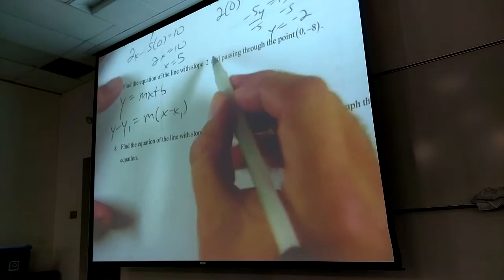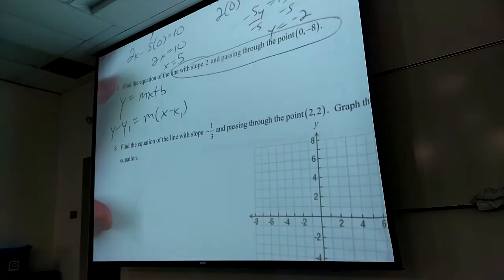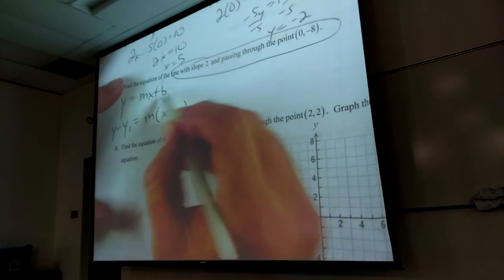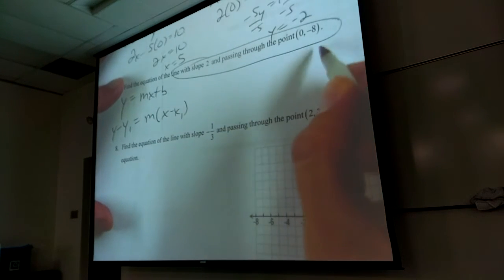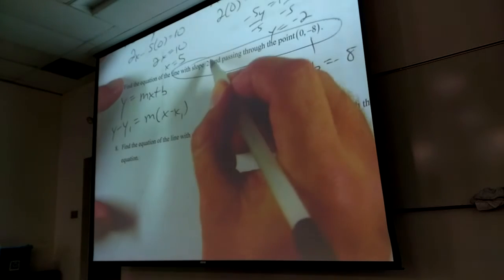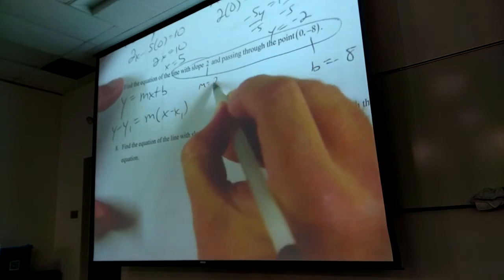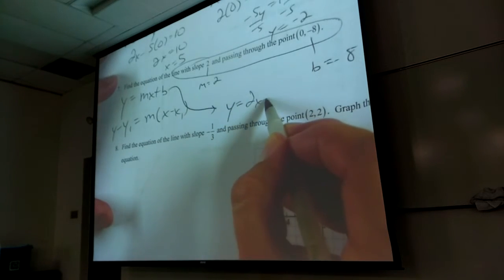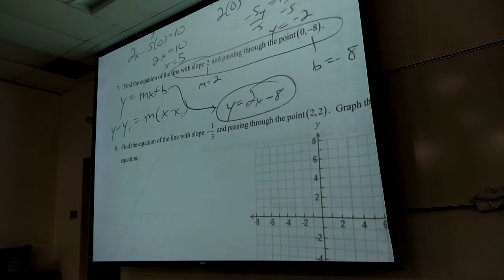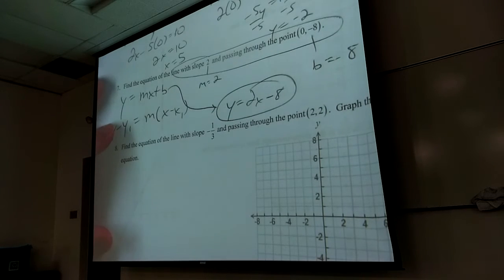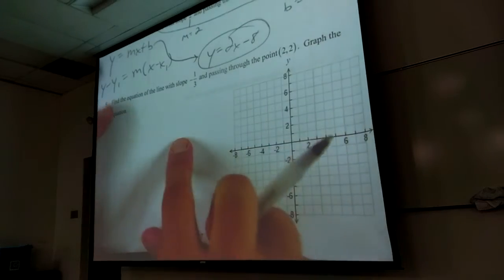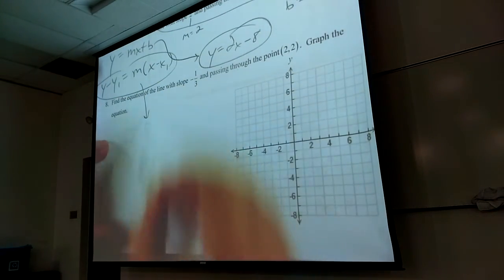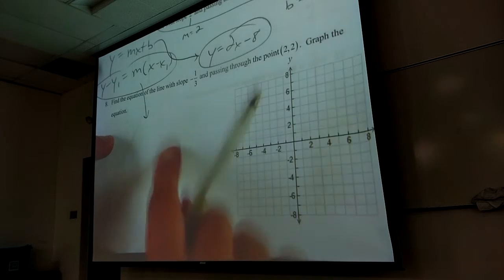So which one do I want to use in this case? Yeah, I want to use the first one. Why? Because I know b is negative 8. And of course, m is 2. So I want to use this guy, y equals 2x minus 8. Bam! Get a little excited. But this is the one we just did last time. I want to use this one here. So take a minute and do number 8.